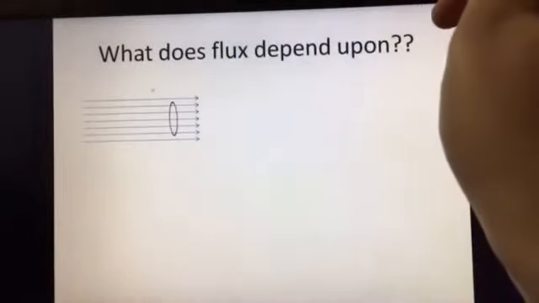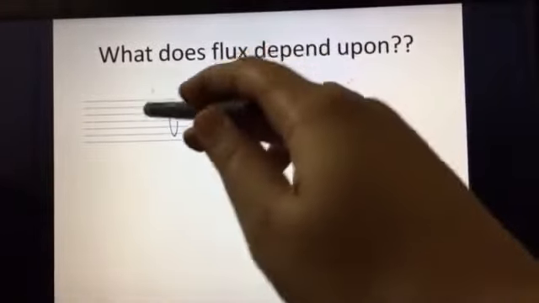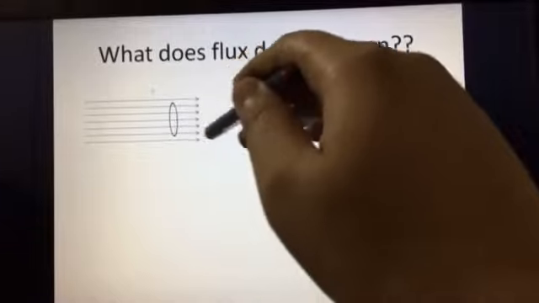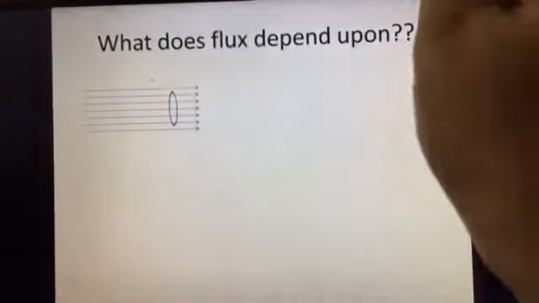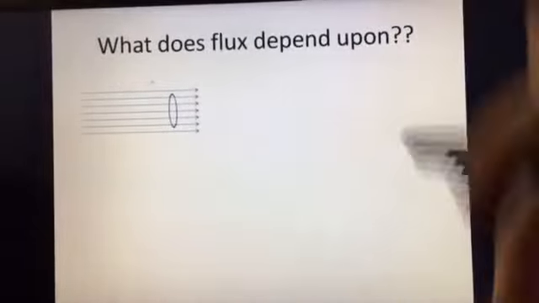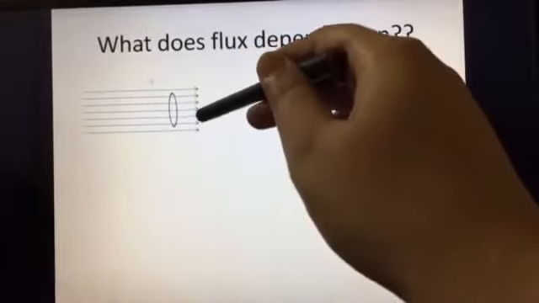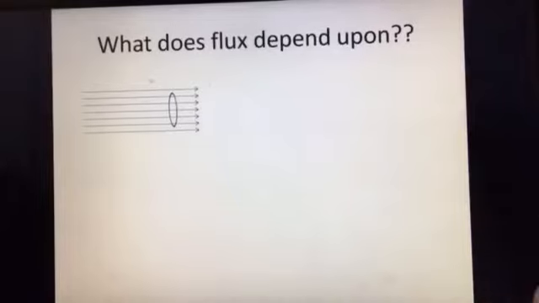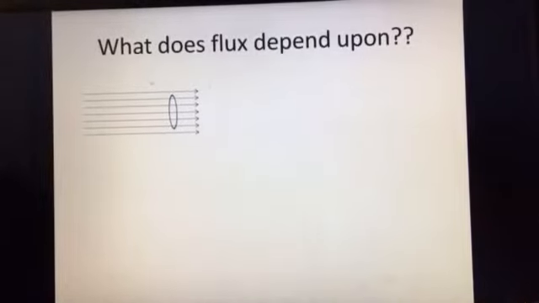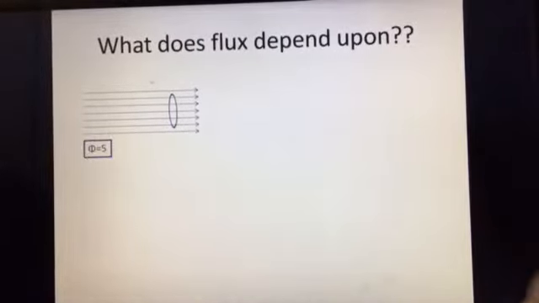What did we see earlier? That it is proportional to the number of lines of force passing through the area. So how many lines are passing through this area? 1, 2, 3, 4 and 5. 5 lines are passing through this area. So right now I am just taking the flux equal to 5. Suppose this flux is equal to 5.